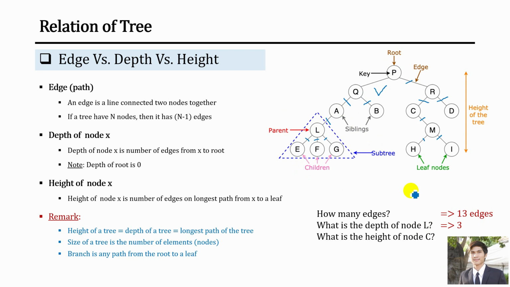And how about the height of the node C? The height of node C is normally found by counting the number of edges on the longest path from this node C to a leaf. So there are 2, right? Either we go left here or we go this way, to the leaf. So there are 2 edges.